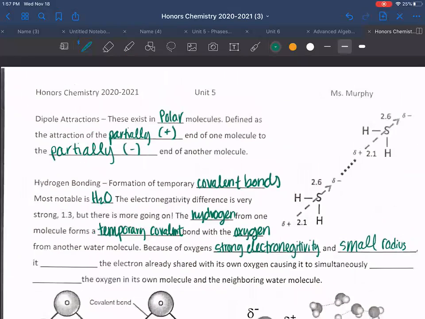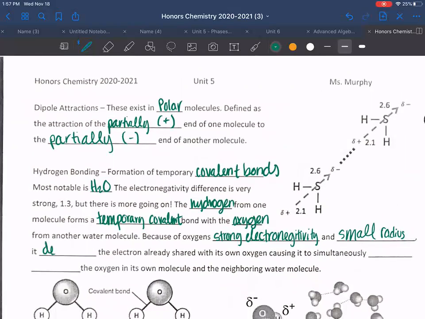And so what happens is that it delocalizes the electron. And all that means is the electron's supposed to be shared in one spot, but it delocalizes it a little bit outside of where it normally exists. And it's shared, so it delocalizes that electron that's shared with the oxygen in the same molecule, causing it to simultaneously bond to both oxygen in its own and from another molecule.